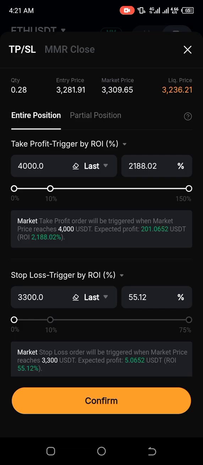So I decide to secure 55%. Here it is, and at 55%, that's when the price is at 3,300. So I have locked in 5.0652 USD. So you confirm it. If this trade starts reversing and it reverses to 3,300, it will hit me and the trade will automatically close. And if the trade closes, that shows I have made at least 5 USD. At least I'm in profit of 5%.